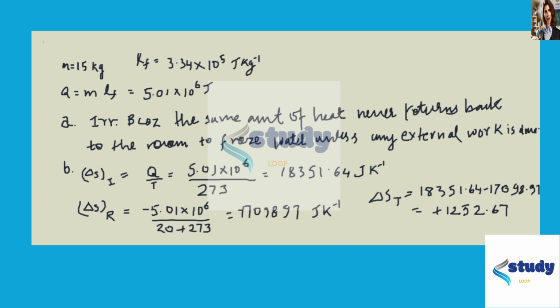Now, is this result consistent with our answer to A? Yes, because for an irreversible process, the net entropy should increase. So this plus 1252.67 and our assumption of this being an irreversible process match each other. So this makes sense, right? Okay, so this ends the solution for this question.